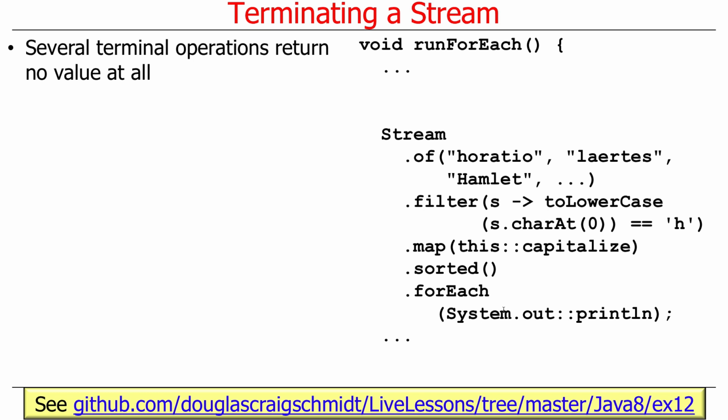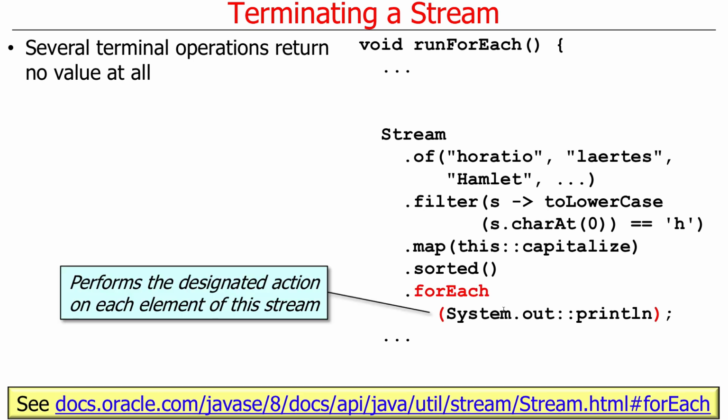So this example comes from my EX12 folder in my GitHub account. And as you can see, it's the test called run forEach. And it has a stream that does all the things we talked about. And at the end, we simply call forEach. And as the name implies, forEach performs that designated action, in this case printing, on each element in the stream. And forEach has semantics that says, I'll let the stream implementation figure out the best order to do the stream values in. You, programmer, have no control over it.